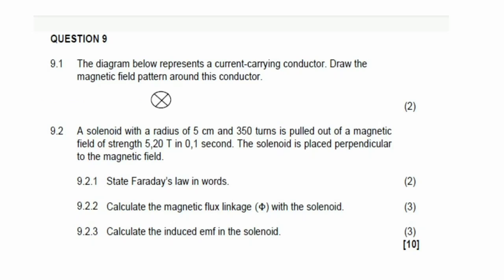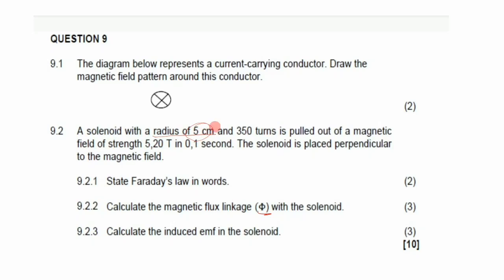Then 9.2.2 says calculate the magnetic flux linkage phi with the solenoid. So we call this phi the magnetic flux linkage. Now, having to calculate that one, let's first read the statement in 9.2. It says a solenoid with the radius of 5 centimeter, which from here we can see that we have a problem with this.